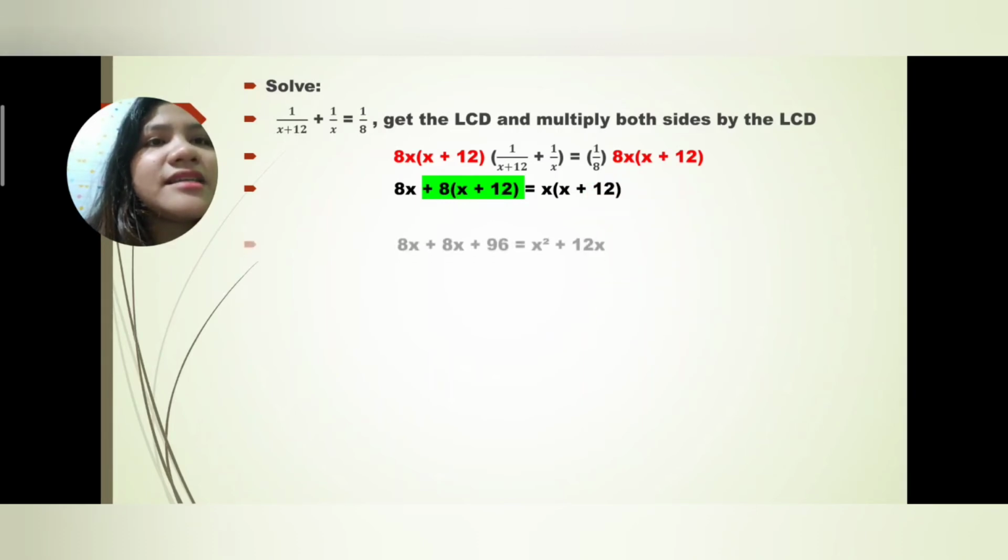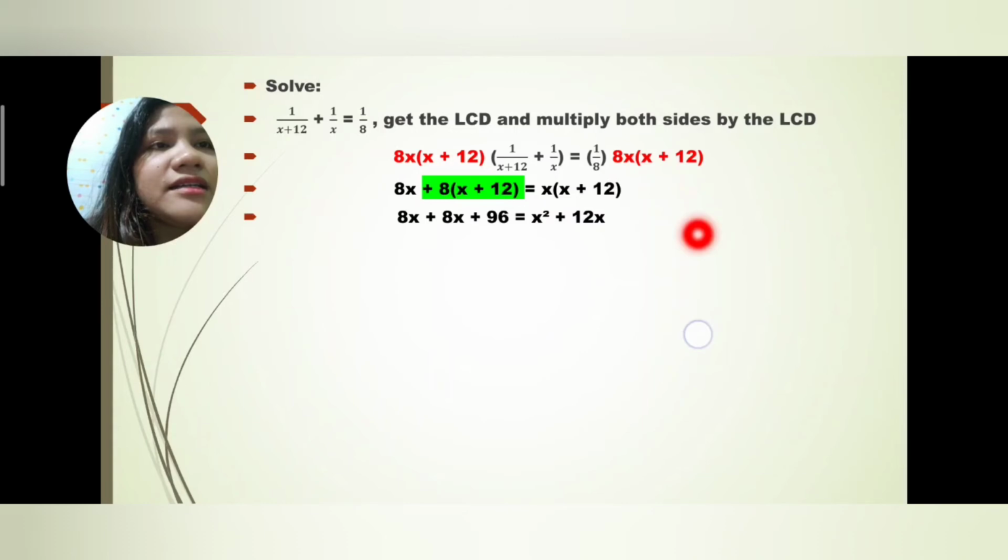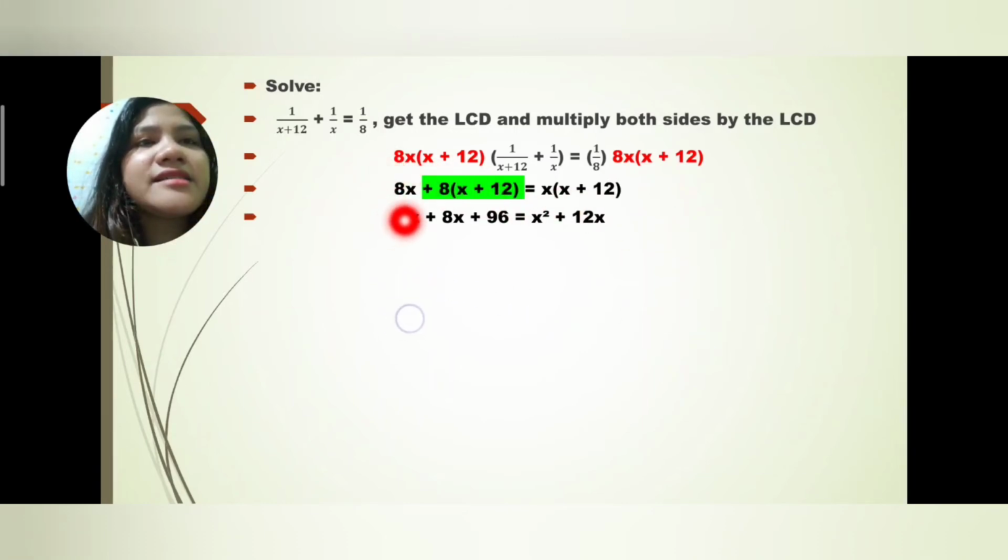The next is, copy lang 8x. Itong green, nilagyan ko siya ng green para hindi kayo malito kung ano ang number na dinistribute ko sa x at saka sa 12. So, copy lang 8x. Then, itong positive 8, multiply mo sa x. So, positive 8 times x is equal to positive 8x.